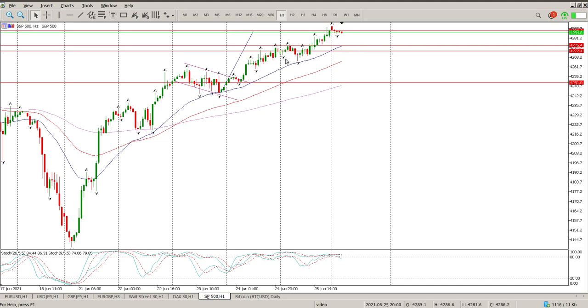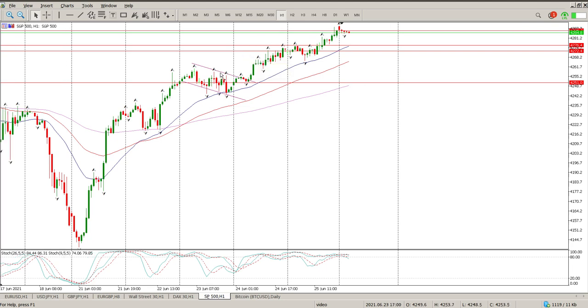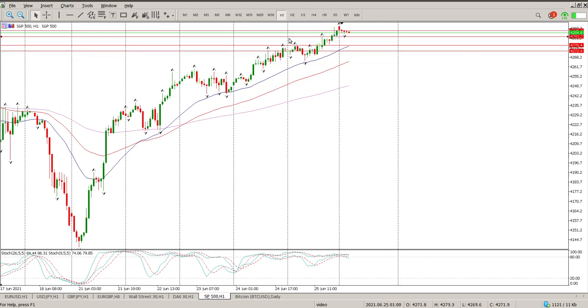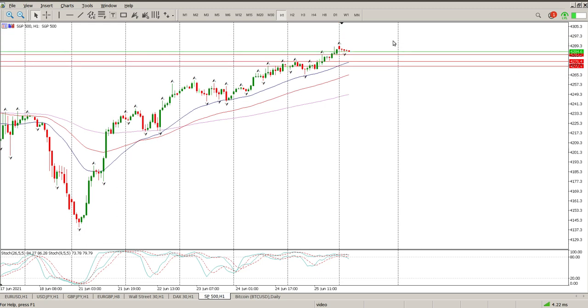Pullback onto structure. Now, first things first, let's get rid of the channel, and then let's just use this level here and put it back up there. Okay, so those are our three areas of interest. First one is 4282. Second one is 4276, and then lastly it's going to be 4272. So 4282 to 4272, it's a 100 pip difference at the moment.